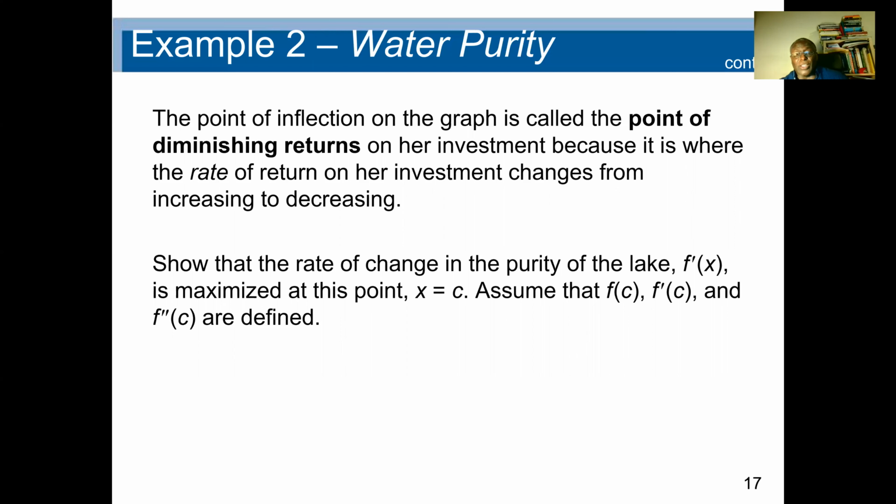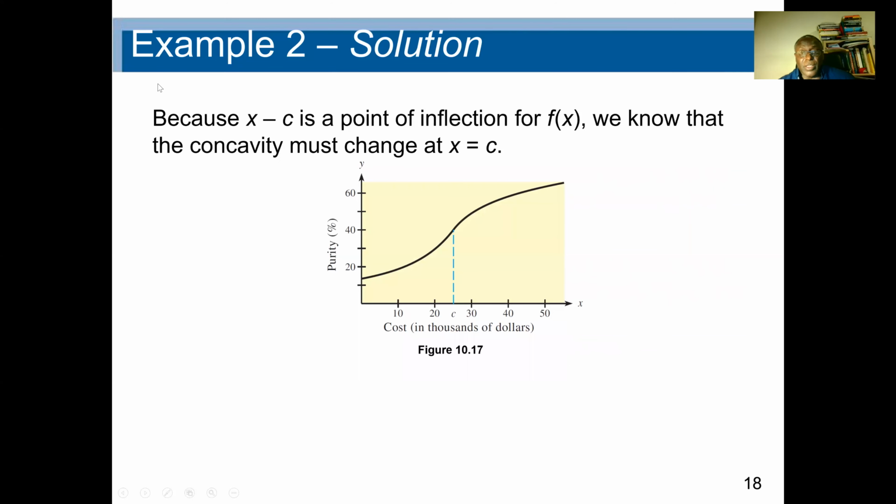Now we should show that the rate of change in the purity of the lake, the first derivative of f at x, is maximized at this point, x equals c, assuming that the first derivative of f at c is defined. And because x equals c is a point of inflection for f at x, we know that the concavity must change at x equals c.